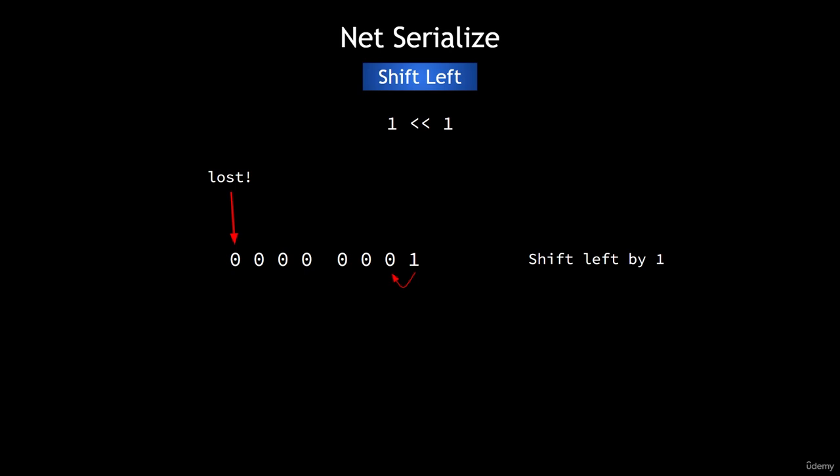So 1 left shift 1 is going to result in this value. All zeros, but that 1 has shifted over. Now all those other zeros to the left of the 1 have shifted over as well. So if they were 1s instead, those would also be shifted over, so keep that in mind.